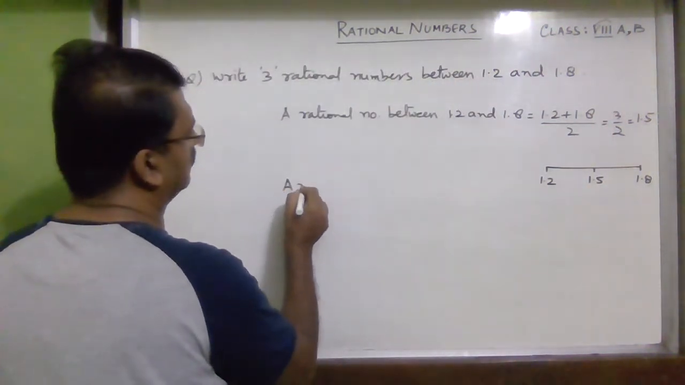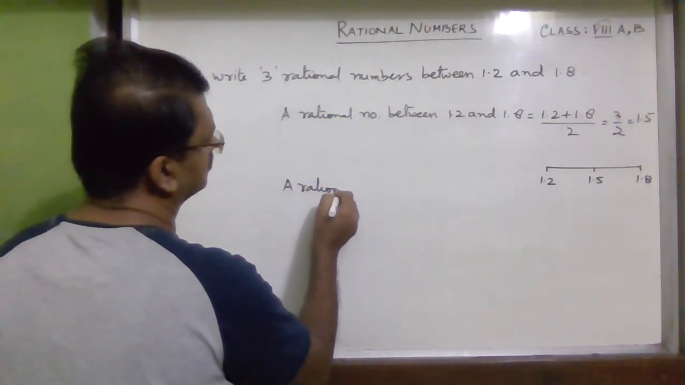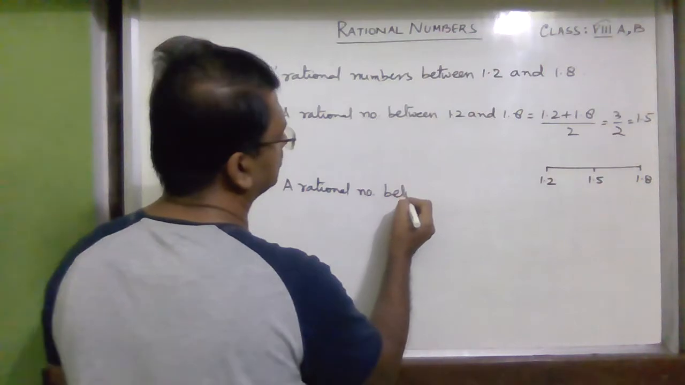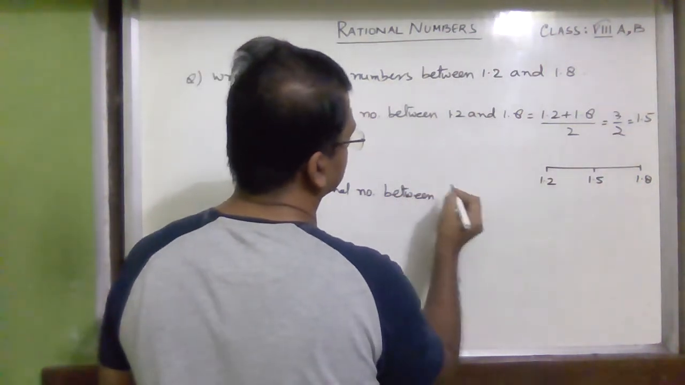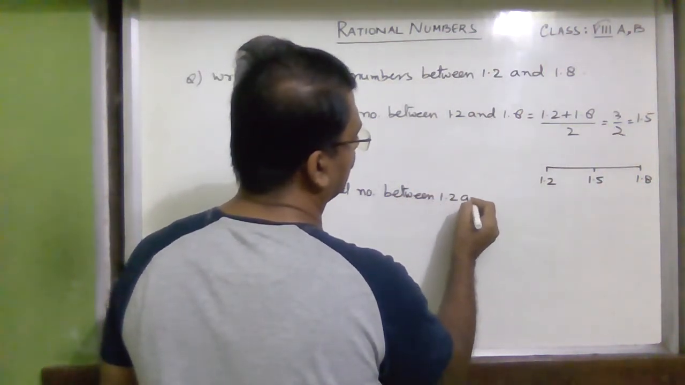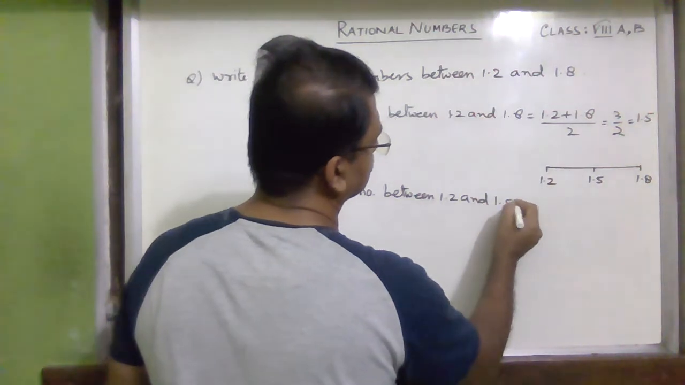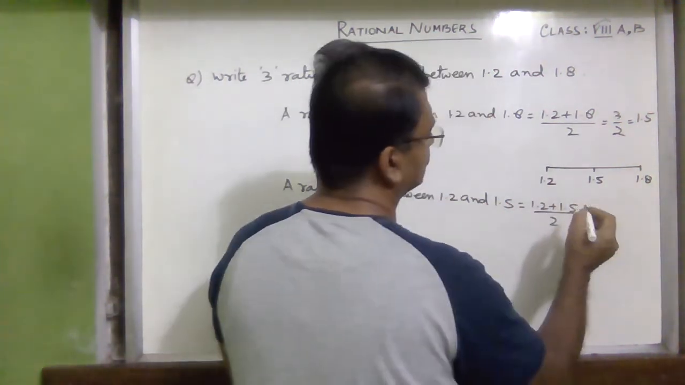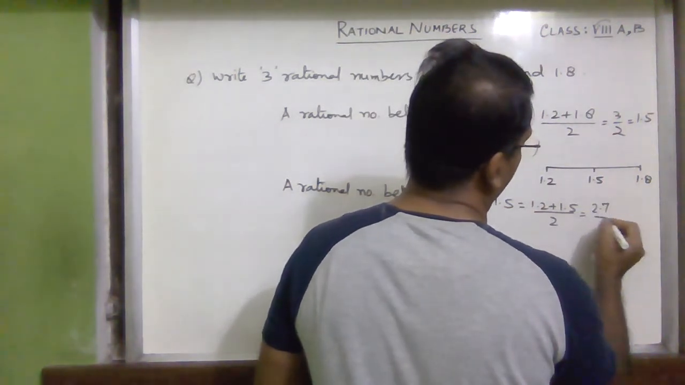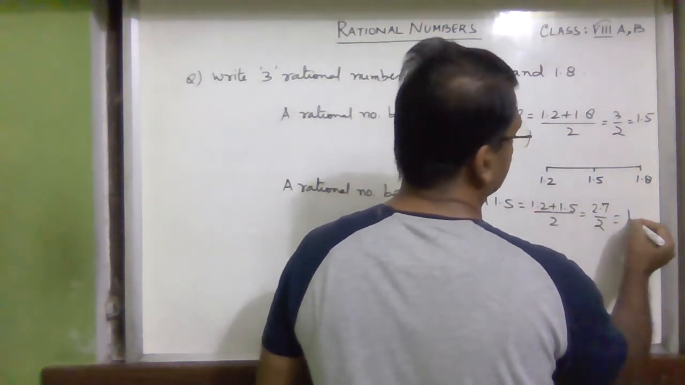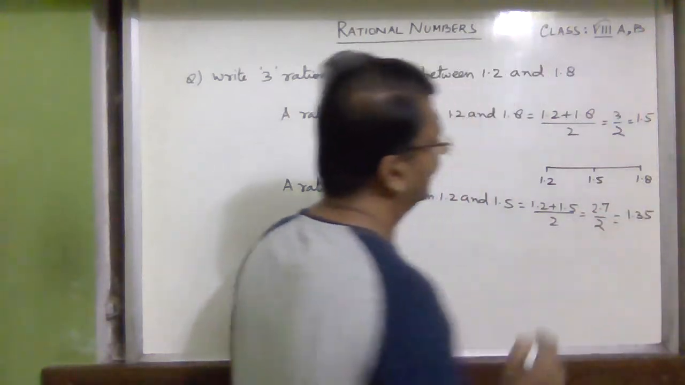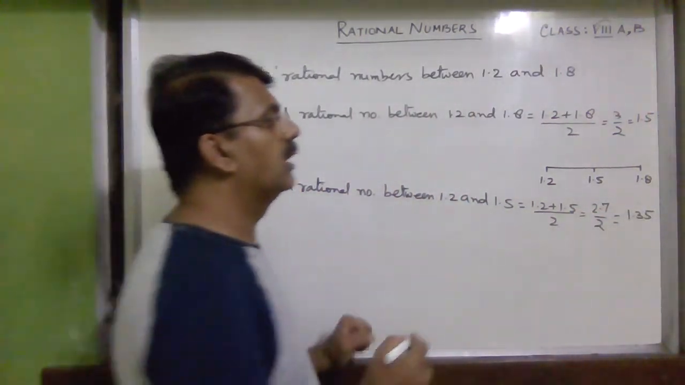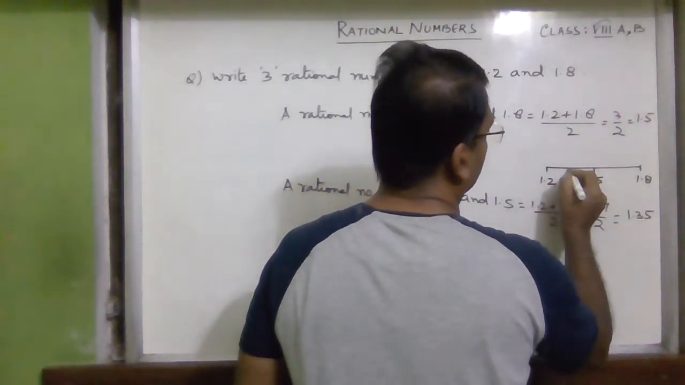But now for the next, you find out the rational number between 1.2 and 1.5. So a rational number between 1.2 and 1.5 is 1.2 plus 1.5 by 2, 2.7 by 2, that is 1.35. So you can see the next number between 1.2 and 1.8, we have found 1.35.